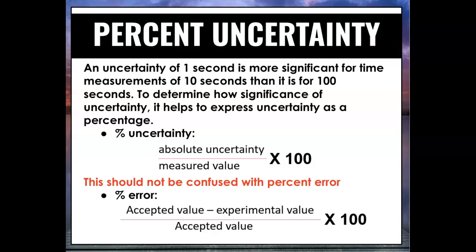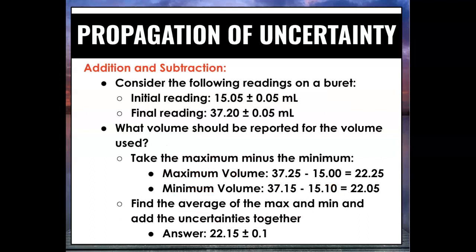This should not be confused with percent error, where percent error is your accepted value minus your experimental value divided by your accepted value times 100. So the value you calculated minus the value you got in lab divided by the value you calculated times 100. Try not to confuse those two equations. I know it can be pretty difficult.